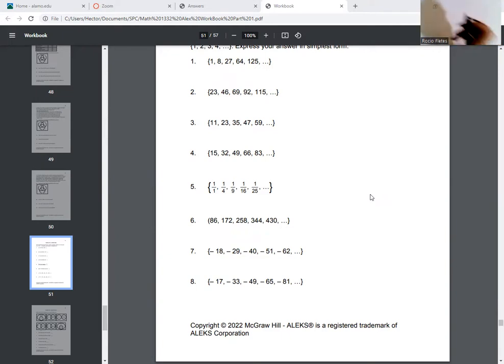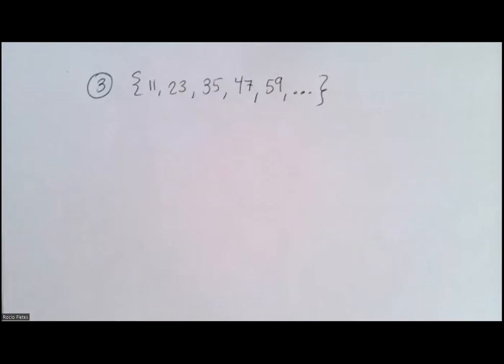Number 3, this one, may be a little bit harder to find because the numbers don't seem to follow a clear-cut pattern. But again, we're going to look for ways. So it's 11, 23, 35, 47, 59. And let me stop sharing my screen here.